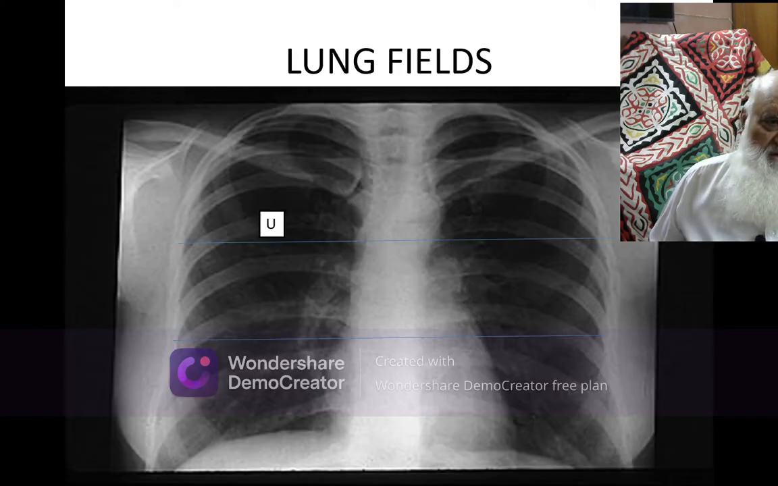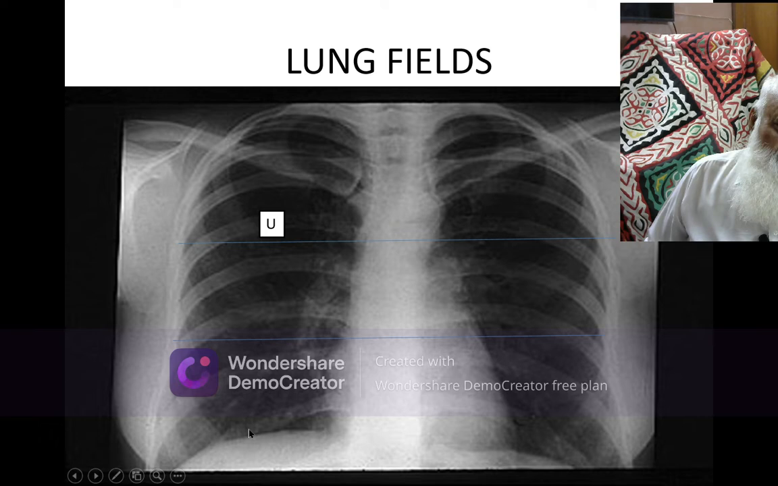That the lung fields can be described. Imaginary line: the first line should be drawn at the level of the second costal cartilage. The second line will be drawn at the level of the fourth costal cartilage. Here it is drawn. In this respect, there are two lines, the upper line and the lower line.